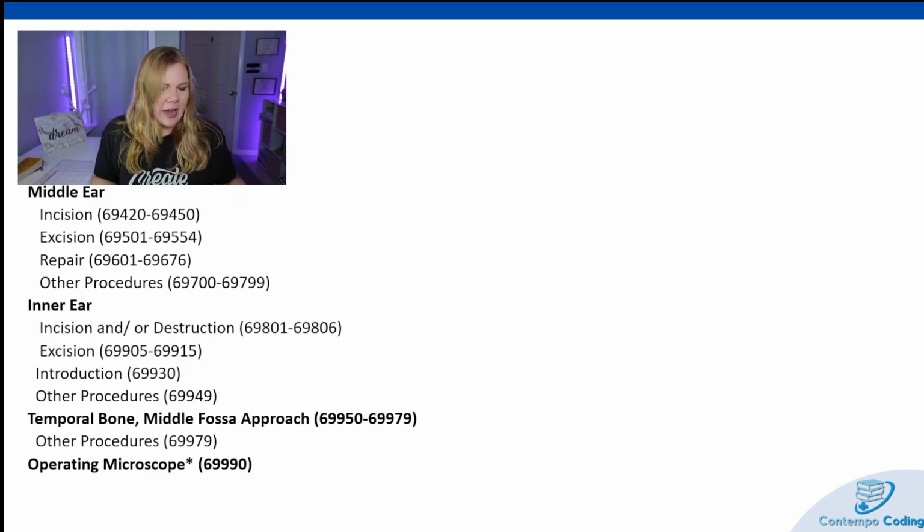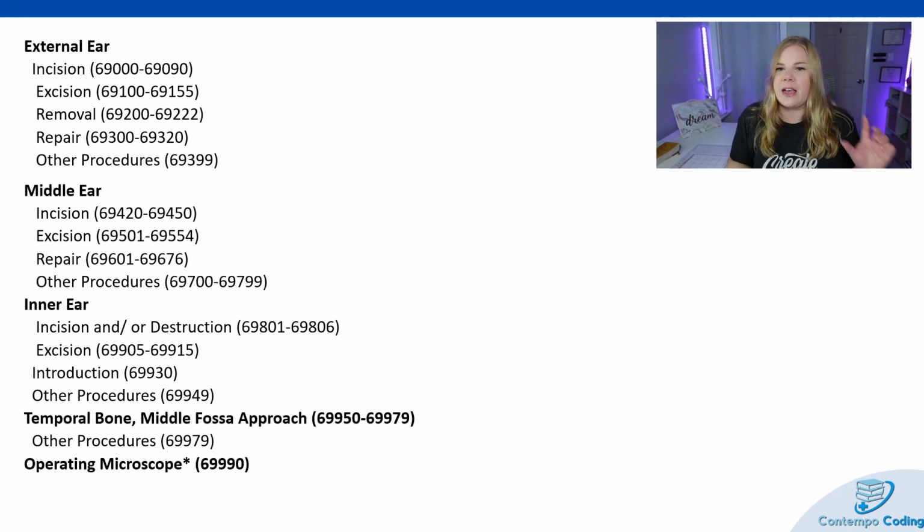So ears, we have here the external. We're going to start with external, then go into the middle ear, and then deeper into the inner ear. So that's how they order them, kind of the outside to the inside of the ear as they're sequenced in CPT. So our external ear, incision, excision, removal, repair, other procedures. That can even be things like patients who are having their ear lobes repaired sometimes.